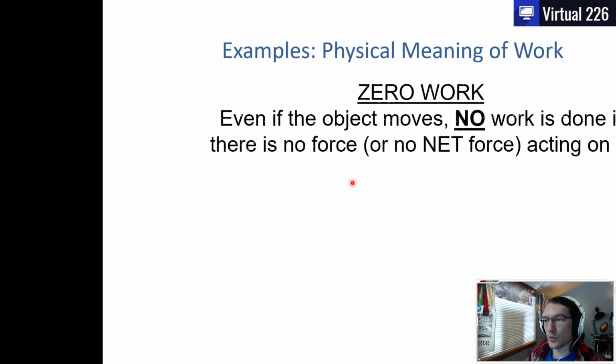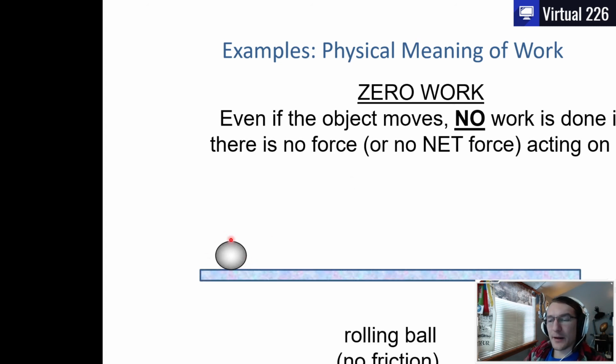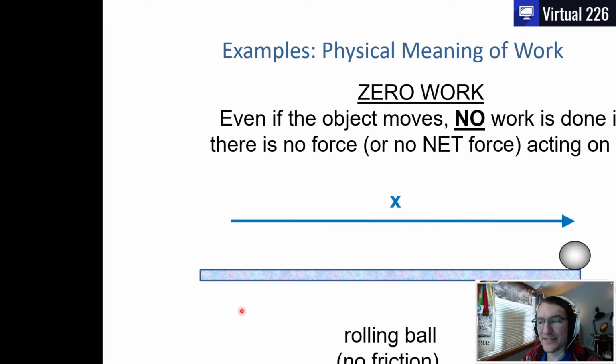You can also do zero work if no amount of force, or a net force, is acting on the object. For instance, if we take a bowling ball, so this is a rolling ball with no friction, and a bowling ball is a rolling ball on a very well waxed and buffed floor, right? So if there's no friction here, once this ball starts moving, it has a velocity, and because of that, it goes some displacement. But once that bowling ball leaves your hand, there's no force acting on the bowling ball. It's gone. It's just doing its thing.